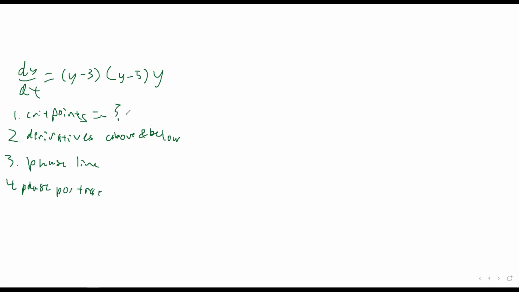3, 5, and 0. Okay, those are critical points. So it's probably good to set up the phase line now. I'll make my phase line a little black line, and I'll put 3 critical points on: 0, 3, and 5. So just starting with our phase line, we want to figure out the derivatives above and below.